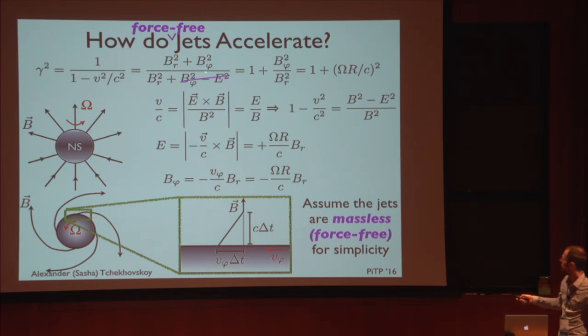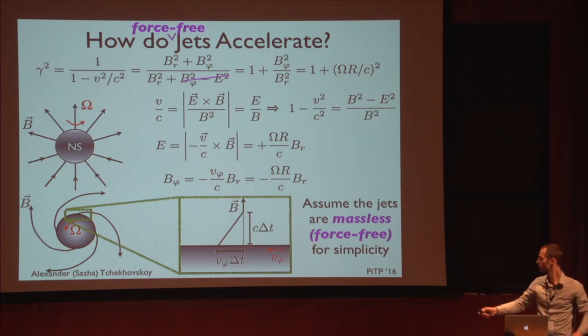So what we have at the top is B squared, which I will decompose into the radial component and the toroidal component. And at the bottom, we have B squared minus E squared. So in our case, we know that E is equal to B phi. Okay, so this term goes away. And what we're left with is B r squared plus B phi squared divided by B r squared, or just like that, 1 plus the ratio of the components, which we know is equal to omega r over c, squared. So we just derived how this radial magnetosphere will be accelerating as a function of radius.